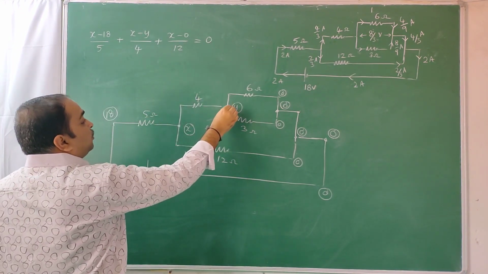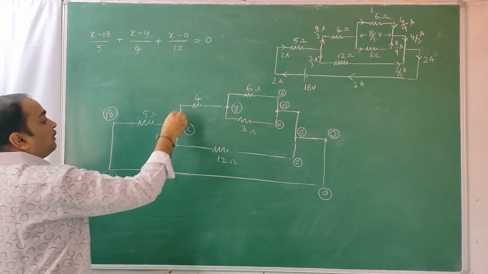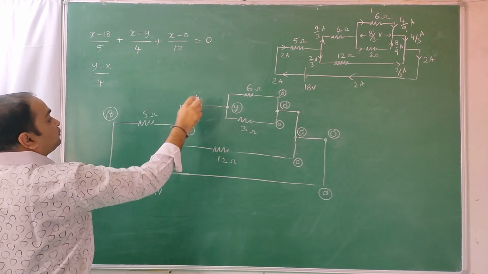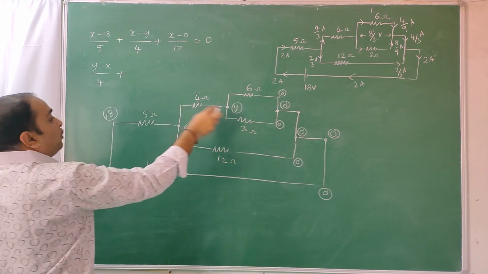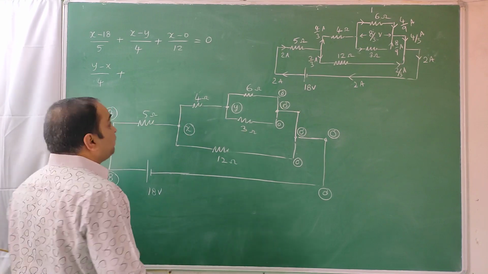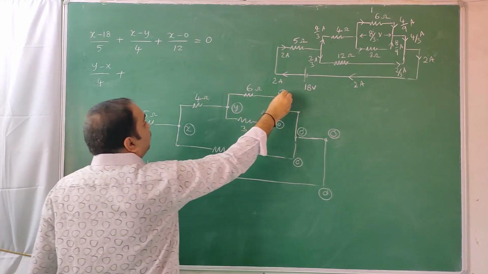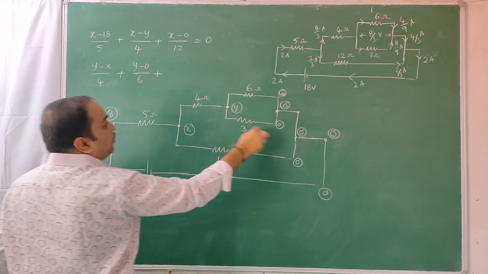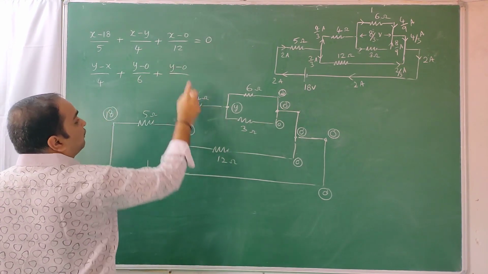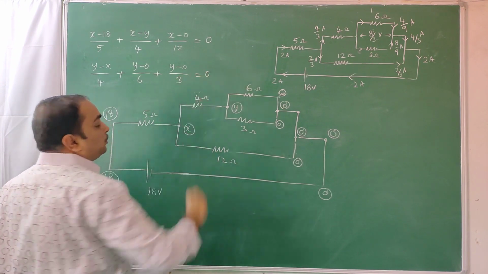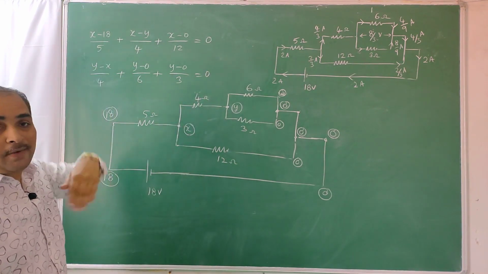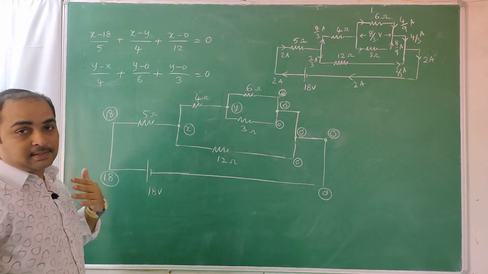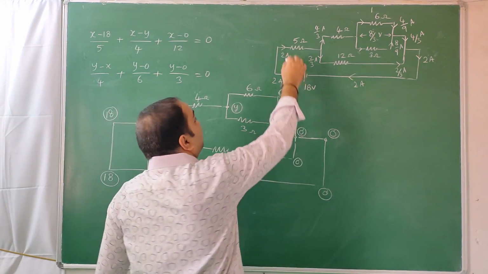Similarly, there is another unknown junction here, this one. So outward current (Y minus X) by 4 ohms, potential difference by resistance, V by R is I, plus this one, (Y minus 0) by 6, plus (Y minus 0) by this resistance 3, is equal to 0. So you got two equations and two unknowns, x and y. Solve them.